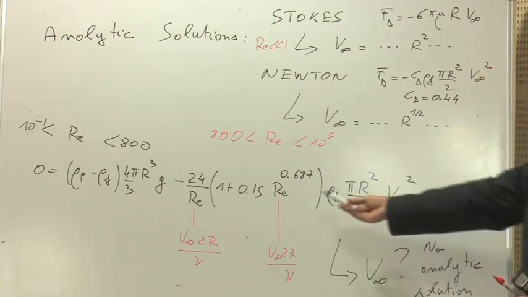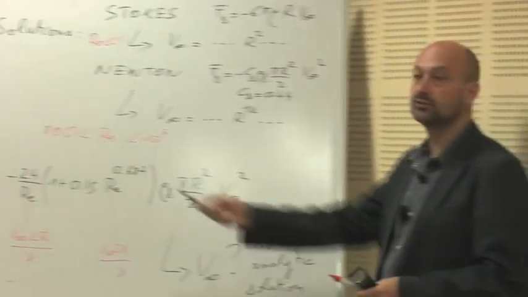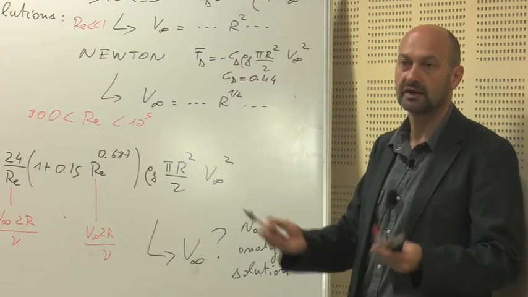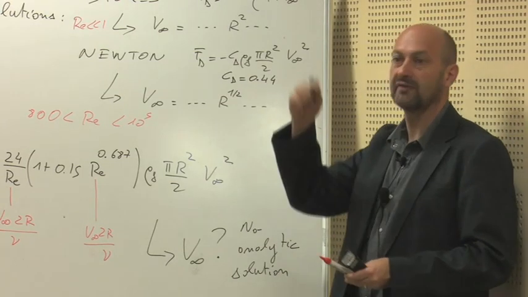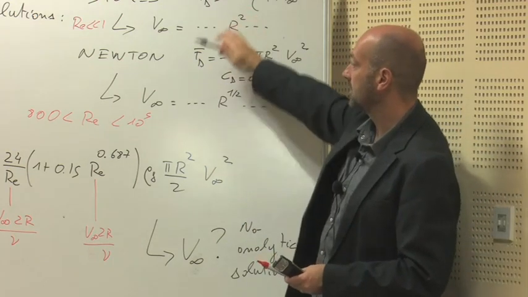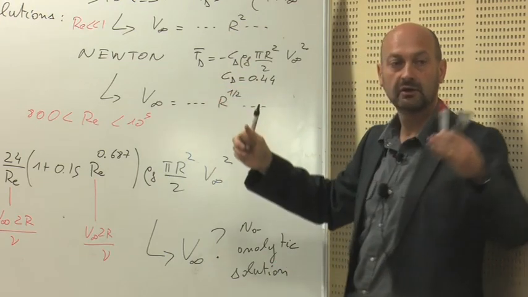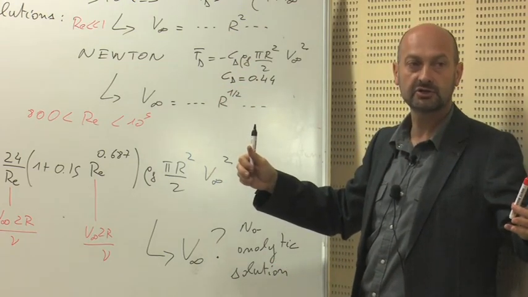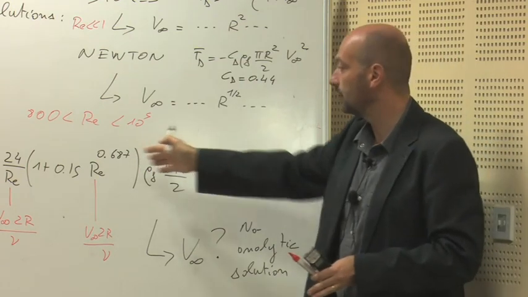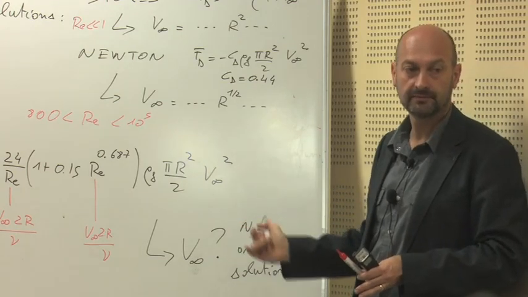So you cannot write the equation and pull out V infinite. You have to solve this nonlinear equation with any numerical method. You can use MATLAB, you can do it graphically, you do what you want, but you cannot write an expression of V infinite as we did before for the Stokes and Newton regimes. So you see, low Reynolds number, there is an analytic expression. High Reynolds number, there is an analytic expression, and in between, you have to write the momentum balance and solve a nonlinear scalar equation.